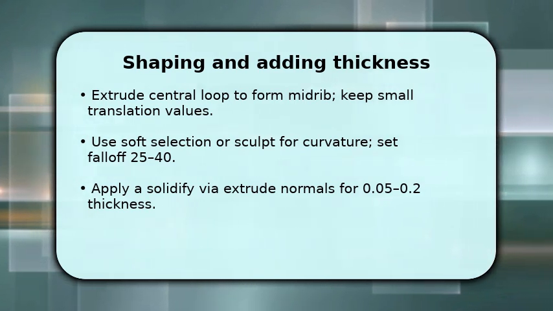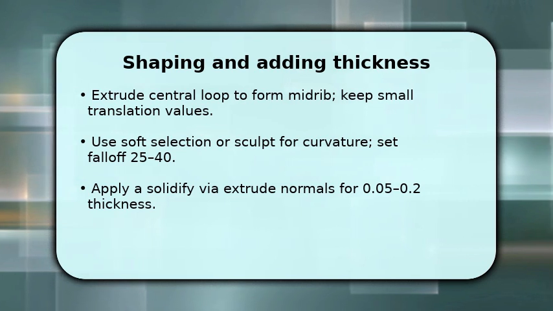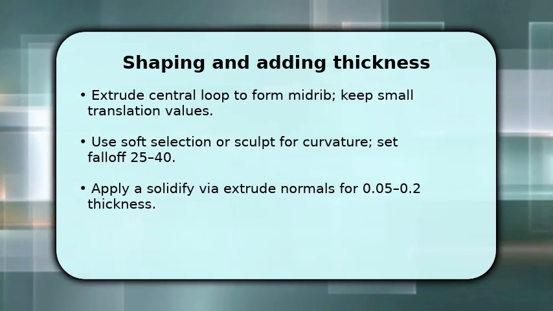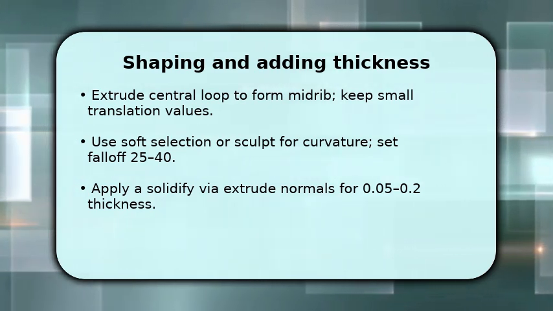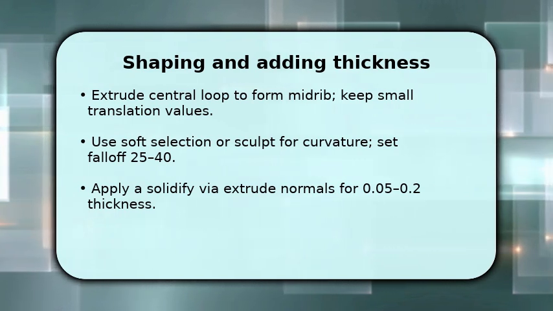Once the spine is established, switch to soft selection with a 25 to 40 falloff and pull vertices to introduce organic curvature. This gives you the classic leaf bend.